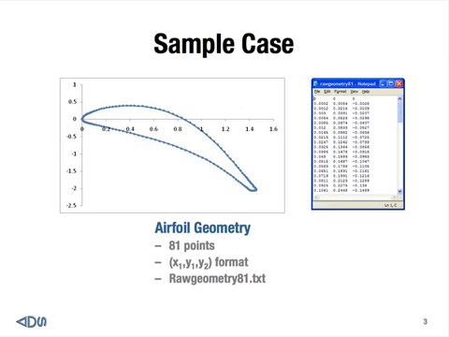For this session, we're going to use a sample case that's included with the Workbench. It's called VKI-Vane2D. It's a vane. It's specified by 81 points in an X1, Y1, Y2 format. And the geometry data is located in a text file called rawgeometry81.txt. Let's get started.